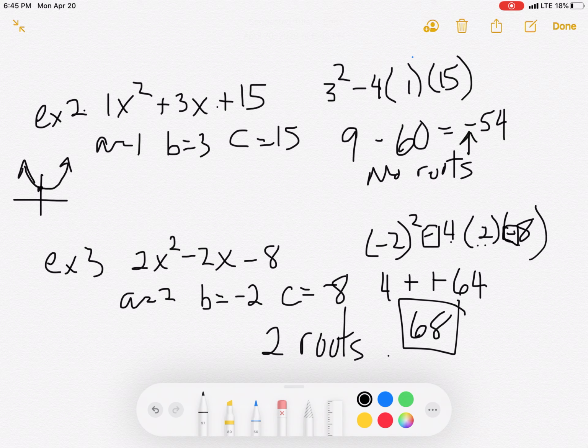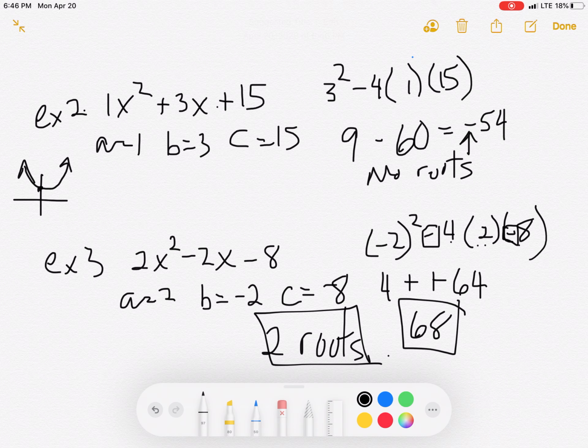Now, this is the last thing I'm going to talk about, just because we have 2 roots doesn't necessarily mean it's factorable. It just means that it does cross the x-axis. That's a very big difference. So being factorable doesn't mean that, well, if it's factorable, it always crosses the x-axis. If it crosses the x-axis, it doesn't mean it's factorable. It could be a decimal.